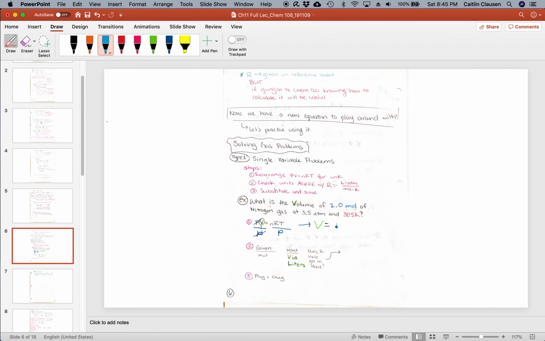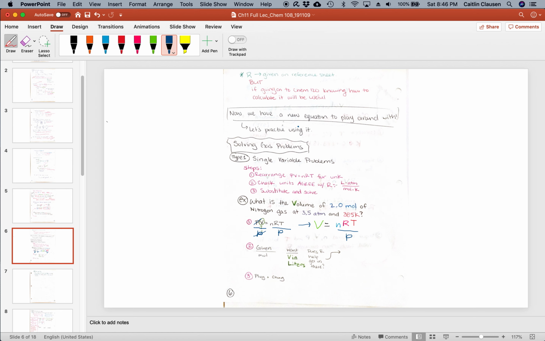We have n, R, T, and all of that is divided by pressure now. Alright, so we are set up to find volume from our equation. So now let's look at number 2. We need to check the units to make sure they agree with the R constant.